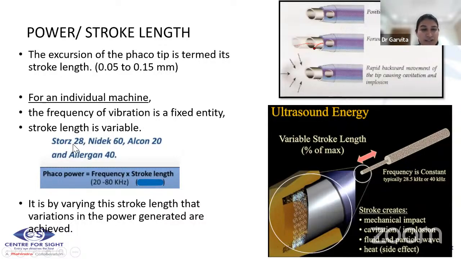This is the frequency which varies between 28 to 40 kilohertz. These are some commonly used frequencies for various machines. So Phaco power is frequency multiplied by stroke length, which gives you the total Phaco power. And therefore, we can increase or decrease our Phaco power by modulating the stroke length. As depicted in this diagram, each stroke creates a mechanical impact on the nucleus, a cavitation or an implosion of the nucleus. It also creates a fluid and a particle wave, and unfortunately, as a side effect, it also creates heat because of the energy.